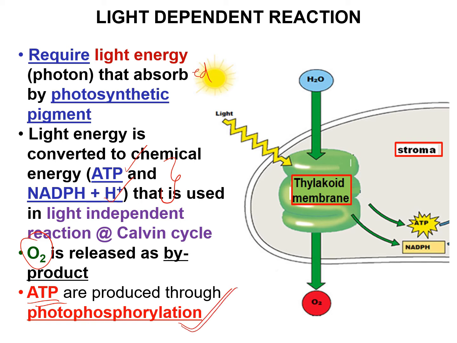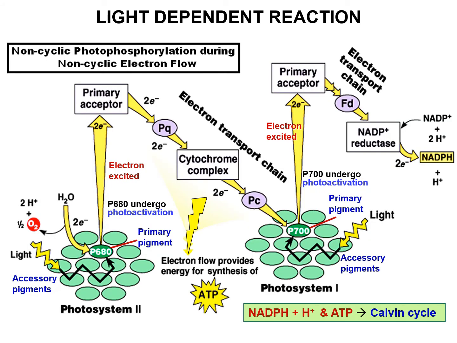photophosphorylation. Sama macam phosphorylation yang kita belajar sebelum ni, tapi ni ada foto sebab dia melibatkan tenaga daripada photon. This is a diagram that shows light-dependent reaction which involves both photosystem 2 and photosystem 1. Dia memang kedudukan dia photosystem 2 dulu, baru photosystem 1.